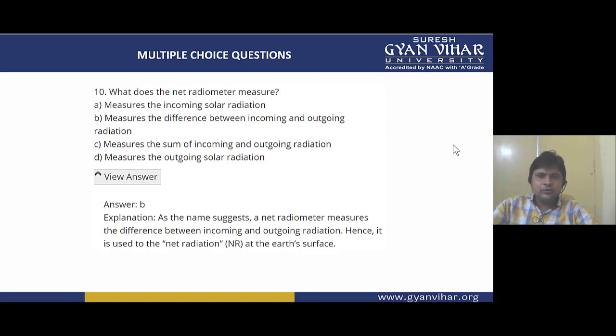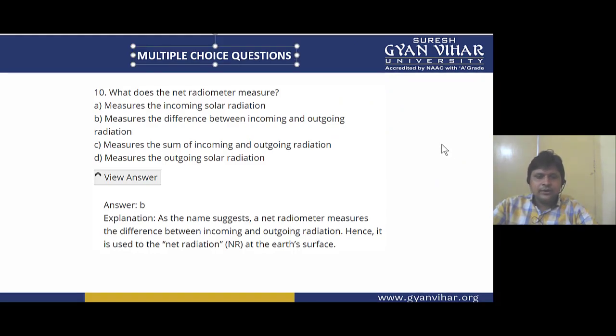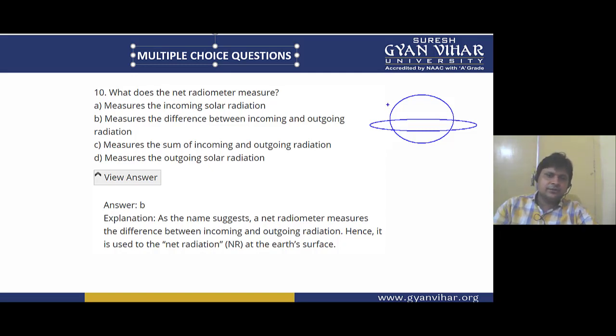Then after that I told you about the pyranometer. In the pyranometer, I had already told you that both direct radiation as well as diffuse radiation can be easily measured. A combination of both, which is known as global radiation, is measured by this pyranometer. Global radiation is the combination of direct radiation as well as diffuse radiation.